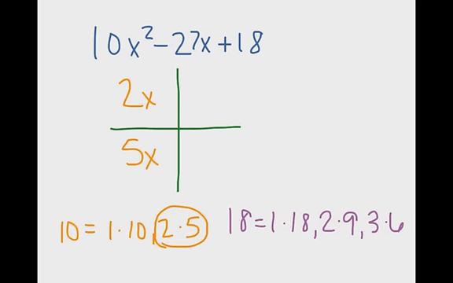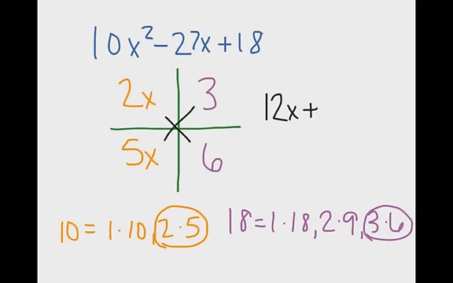So we're going to try the 3 times 6, and let's put the 3 on top and the 6 on the bottom. So now we're going to cross multiply. 2 times 6 is 12x, plus 5 times 3 is 15x.